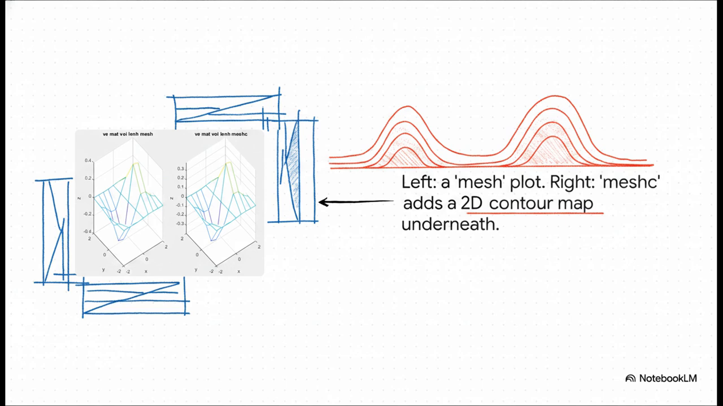That'll give you this cool wireframe look on the left. But look at the one on the right. With one tiny little change, just adding a C to make it meshc, you get this awesome contour map right underneath it. It's like getting a topographical map for free.